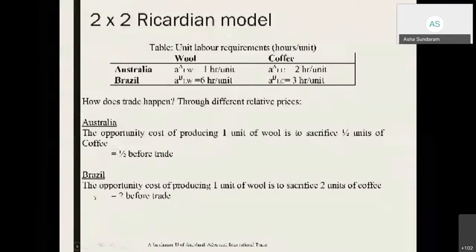So let's talk about Brazil. What is the opportunity cost of producing 1 unit of wool? Which means you use up 6 hours, you're going to end up sacrificing 2 units of coffee. So 2 is the opportunity cost of 1 unit of wool in terms of coffee before trade. Now, what we're going to see is these numbers are going to tell us what the autarky prices are going to be. And the autarky prices will tell us whether it's going to be beneficial to trade or not.